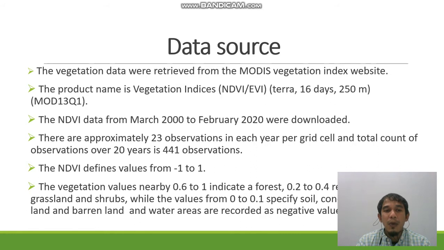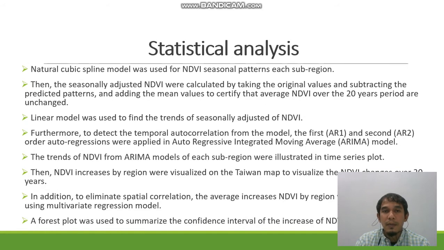The NDVI is defined with values from -1 to 1. The values from 0.6 to 1 indicate a forest. The values from 0.2 to 0.4 represent grassland and shrubland, while the values from 0 to 0.1 specify soil, concrete, rock, snow, and barren land. Negative values indicate water.